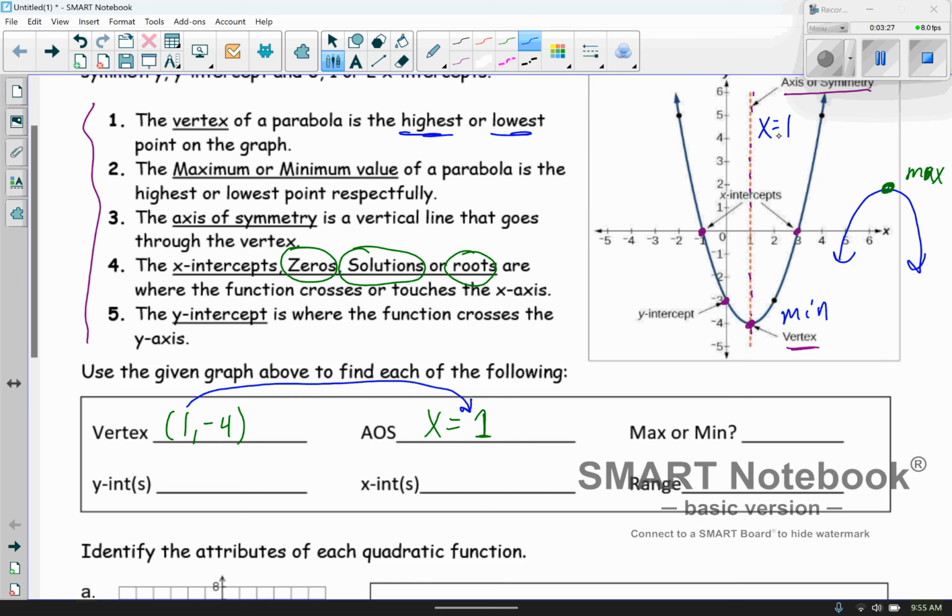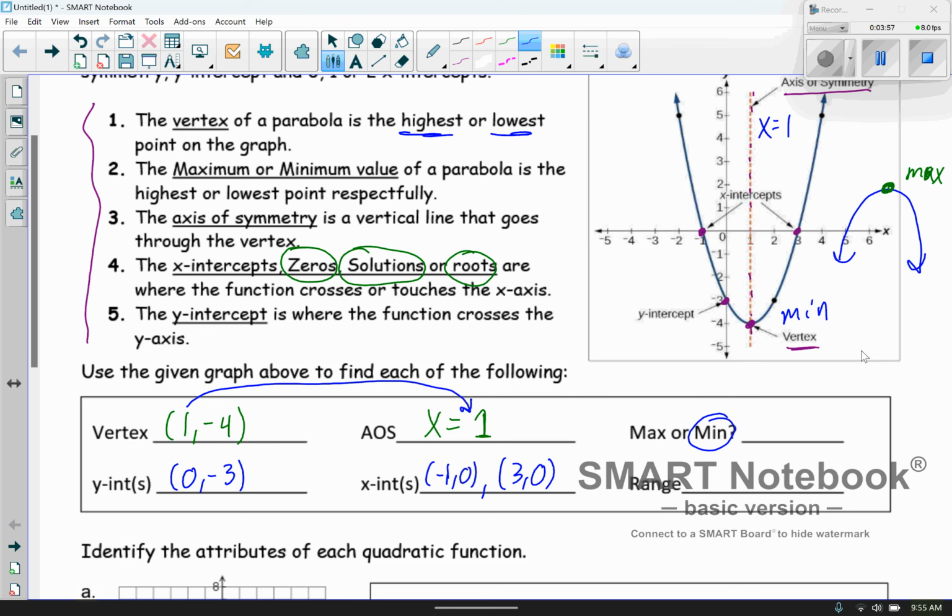Then it's asking if the vertex is a maximum or a minimum, and I already mentioned that in this case it is going to be a minimum. Then the y-intercept looks like it's going to be at (0, -3) as an ordered pair right there. And then the x-intercepts, we actually have 2 of them. The first one would be at (-1, 0). And then our other one would be at (3, 0), over there.